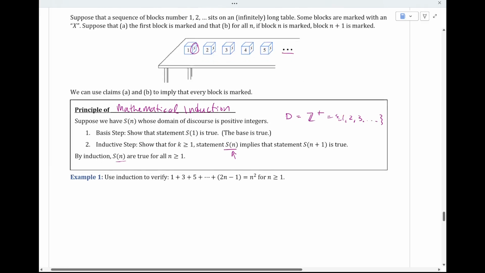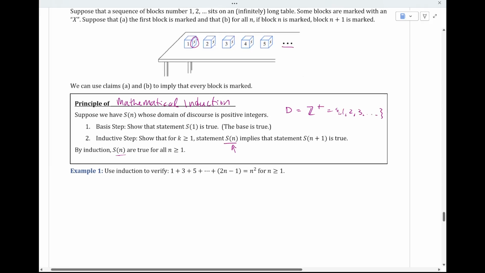So let's see what that looks like here in example 1. I want to use induction to verify that 1 plus 3 plus 5 plus ... plus 2n minus 1 equals n squared for all n greater than or equal to 1. So I'm going to do my basis step. In my basis step, I want to show that the equation is true for n equals 1.